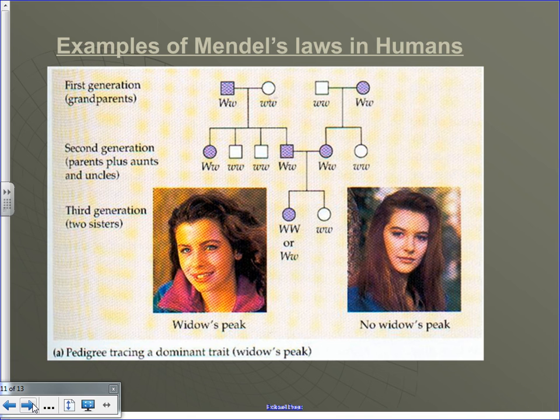Okay, so this is the first generation of grandparents, and what we're looking at here is straight hairline versus widow's peak. Now you're probably all going, what am I? I don't even know. If your hair comes down to a point in the middle, you've got a widow's peak. As you get older, the widow's peak increases, as hair on either side of it recedes.